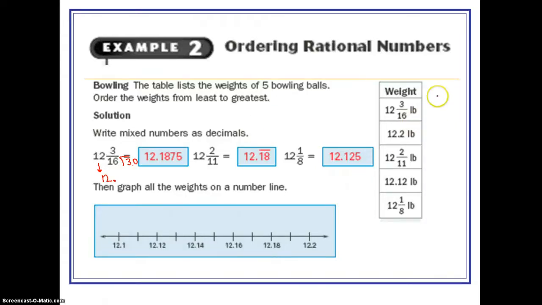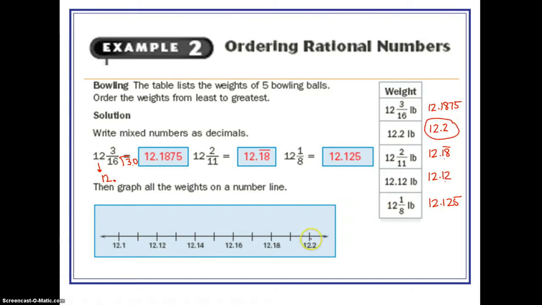Now what I do is I like to order them. So I'm going to put the decimal points next to the table, and I'm going to line them up. I'm going to line up the decimal points. Okay, they're all 12, so let's move to the next number. 1, 2, 1, 1, 1. Well, this is going to be the greatest.